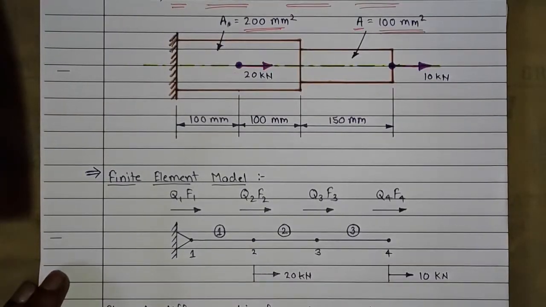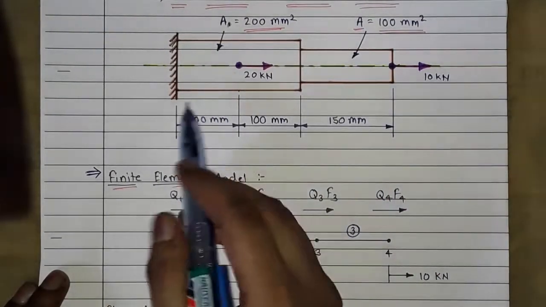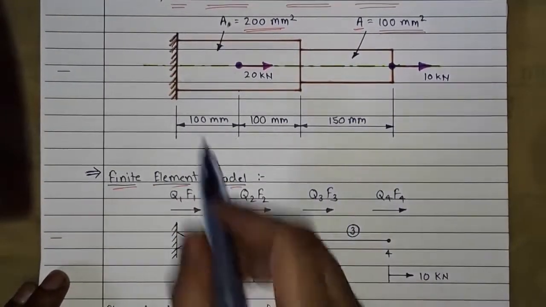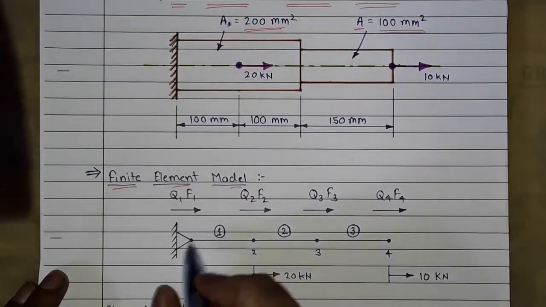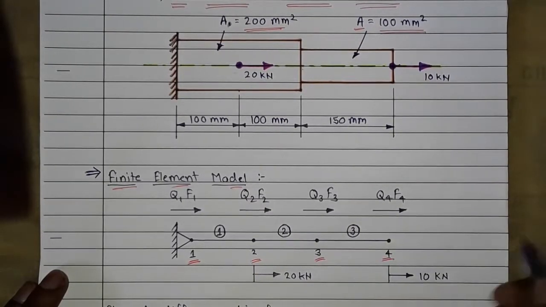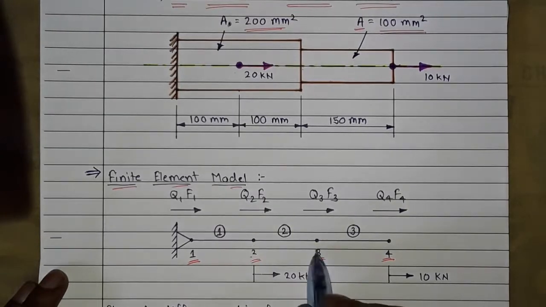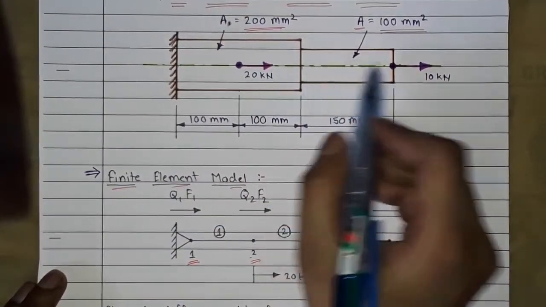Now friends, let's make the finite element model for this stepped bar. Here friends, there are 4 points we need to mention, that is 4 nodes: one is here, one for this, one for this, one for this. So there are 4 nodes and 3 elements. 1-2 is one element, 2-3 is second element, 3-4 is the third element.